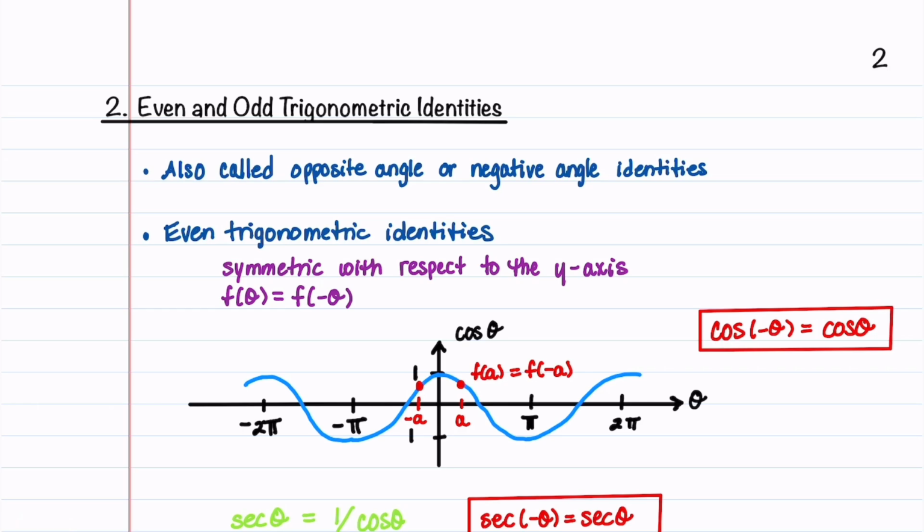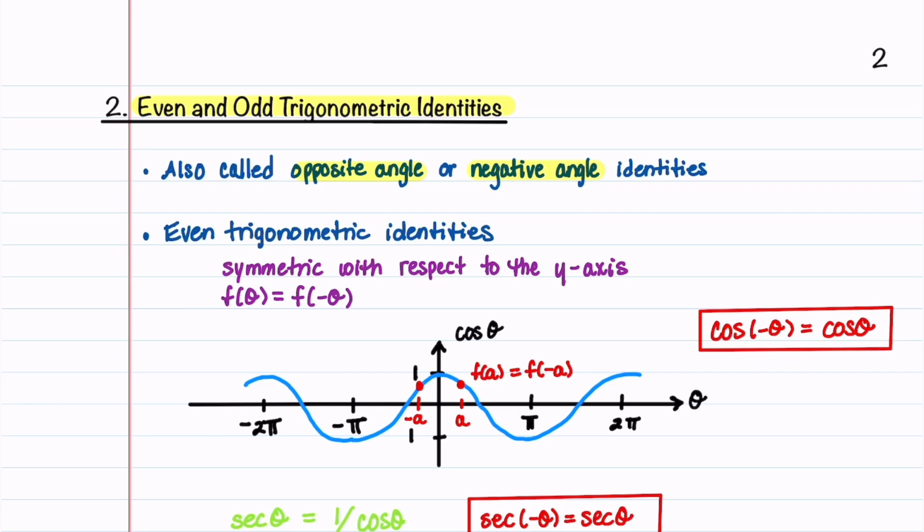Now that we've reviewed even and odd function definitions, we're ready to start learning about even and odd trigonometric identities. These identities are also called opposite angle or negative angle identities. There are 2 even trigonometric identities and 4 odd trigonometric identities.